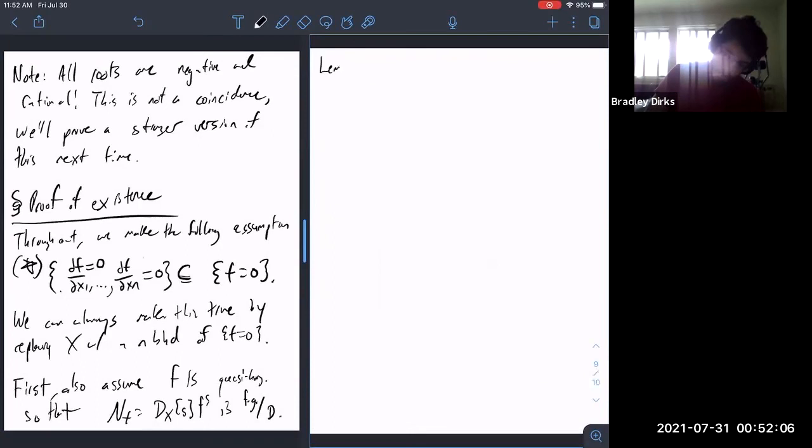So under these assumptions, N_f is subholonomic. Remember that means the dimension of the characteristic variety of N_f is less than or equal to n plus 1.